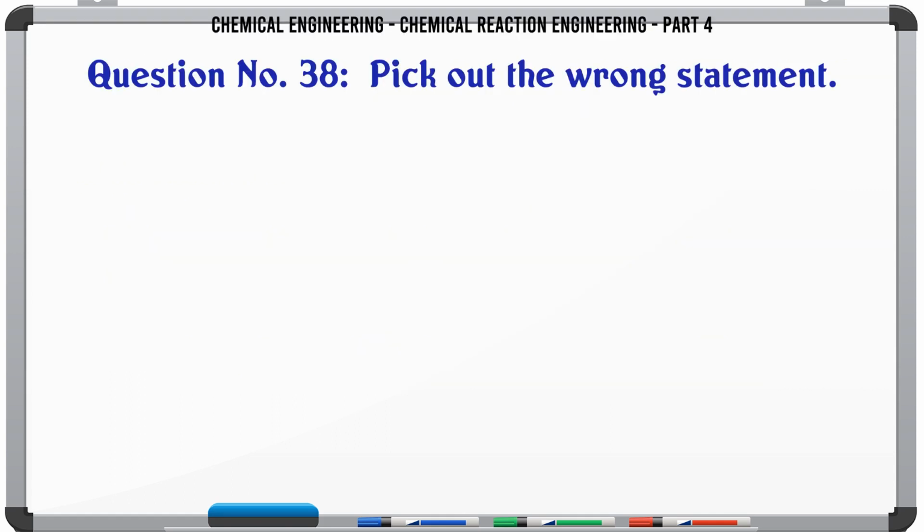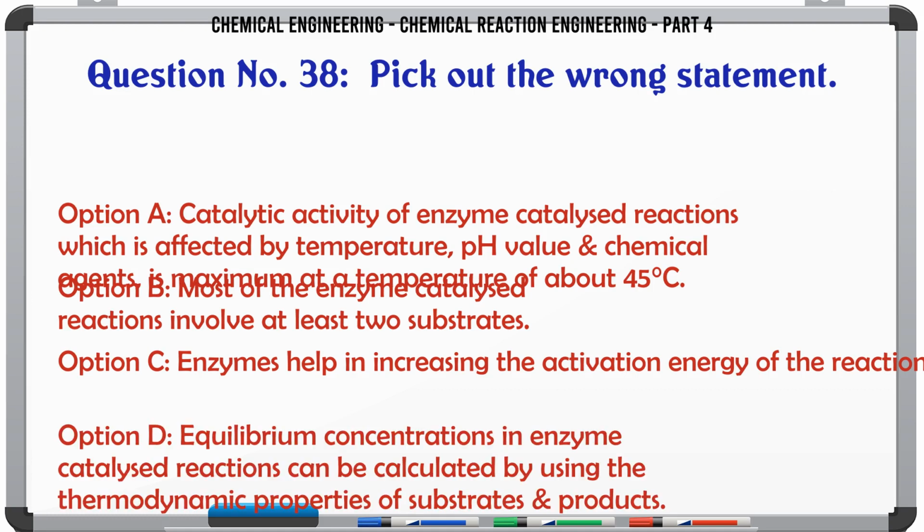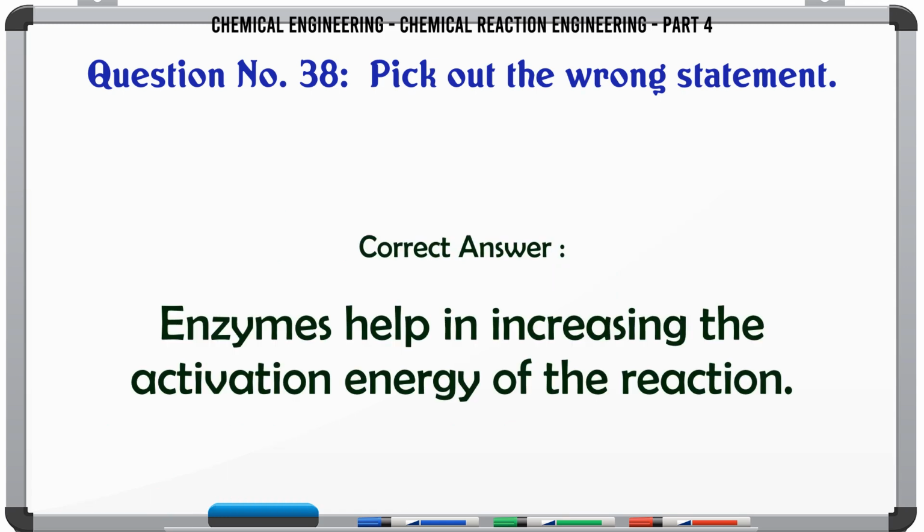Pick out the wrong statement. A. Catalytic activity of enzyme catalyzed reactions, which is affected by temperature, pH value and chemical agents, is maximum at a temperature of about 45 C. B. Most of the enzyme catalyzed reactions involve at least two substrates. C. Enzymes help in increasing the activation energy of the reaction. D. Equilibrium concentrations in enzyme catalyzed reactions can be calculated by using the thermodynamic properties of substrates and products. The correct answer is enzymes help in increasing the activation energy of the reaction.